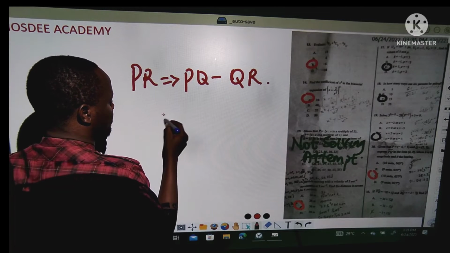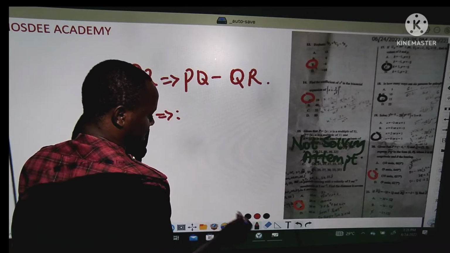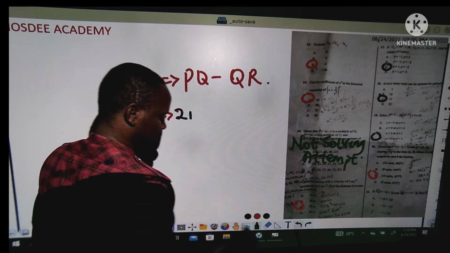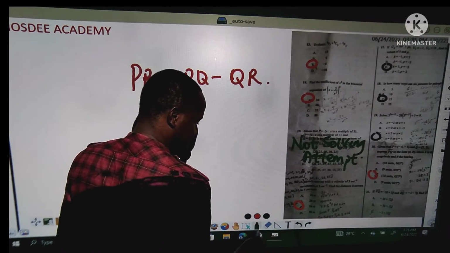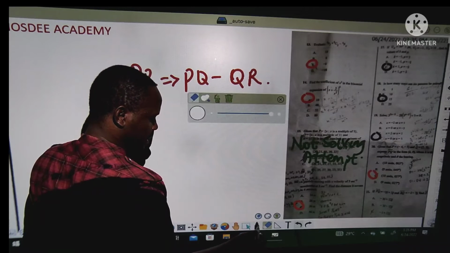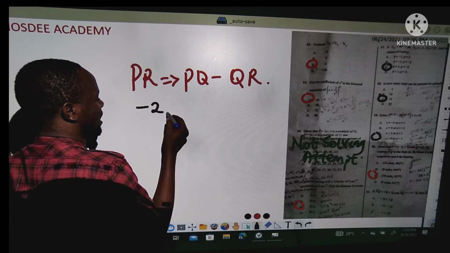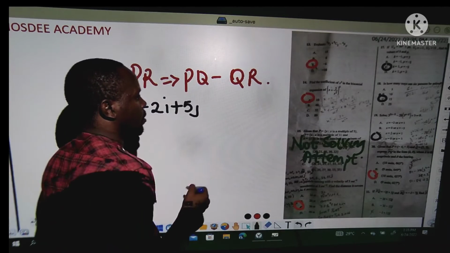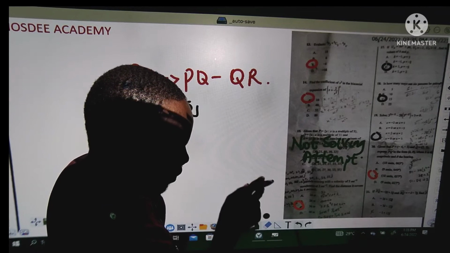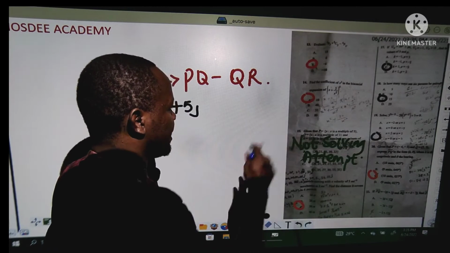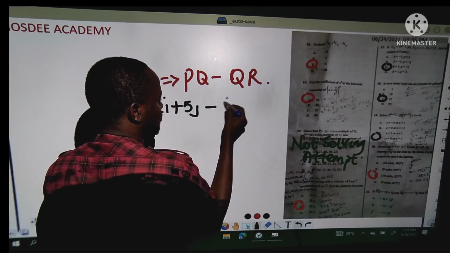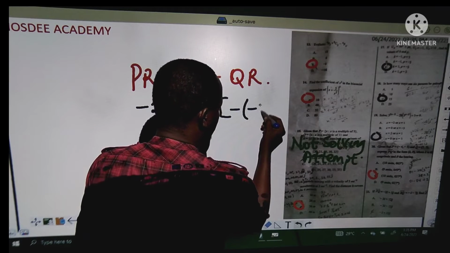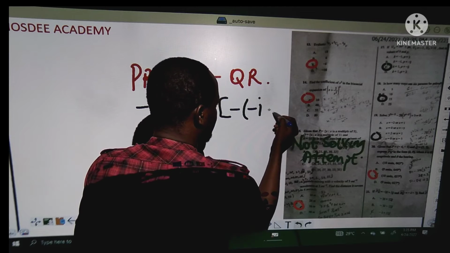What's PQ there? PQ is minus 2i cap plus 5j cap. Admin, please correct me if I'm making a mistake as usual, because I'm always on the run. Then you were not given QR, you are given RQ. So RQ is the negative of QR. So you just have to do that: minus, into bracket, minus of what was given, minus i cap minus 7j cap.